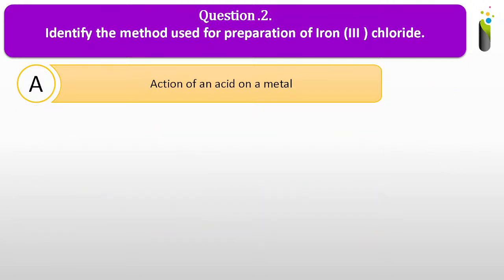So the correct answer for this question is A. That is, action of an acid on a metal is the method used for preparation of iron chloride.